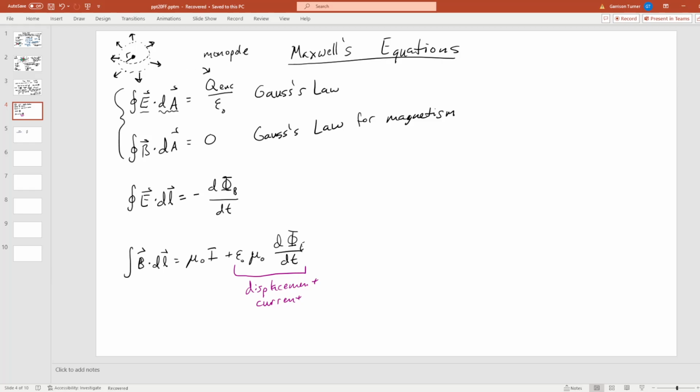So when you have flux coming out through a surface, that implies that there's a net of something within that surface. In this case, charge, and that charge is producing electric field. And so that charge can be thought of as a monopole. So a monopole is just an object with a single polarity. Now, in this case, it's electric polarity. It's either positive or negative. Gauss's law for magnetism implies no magnetic monopoles.